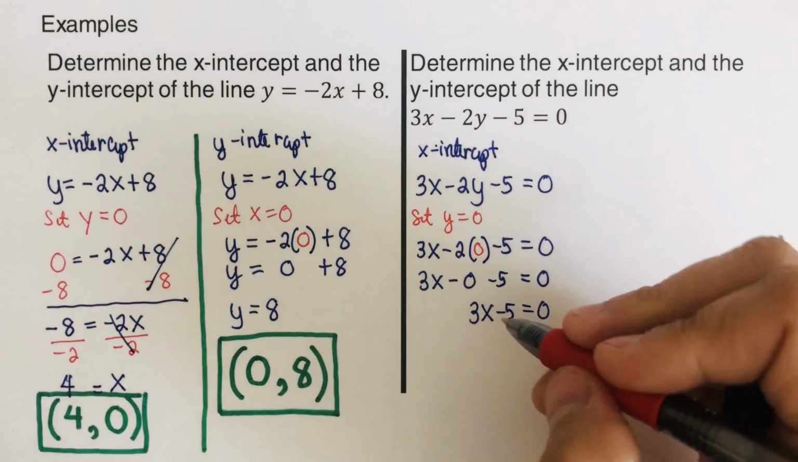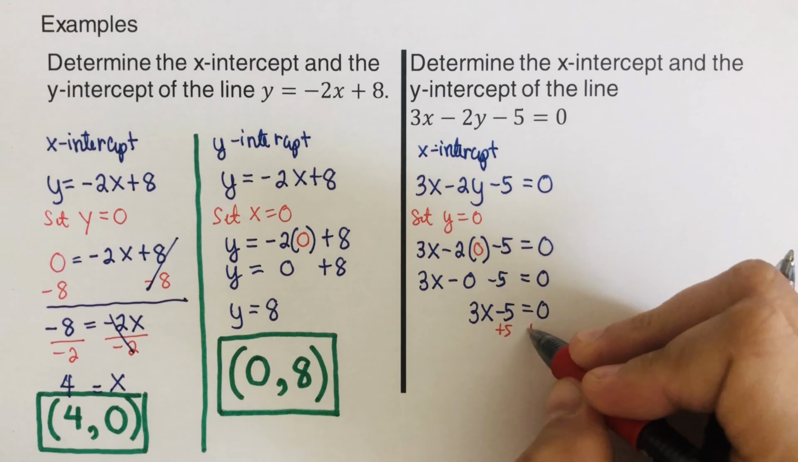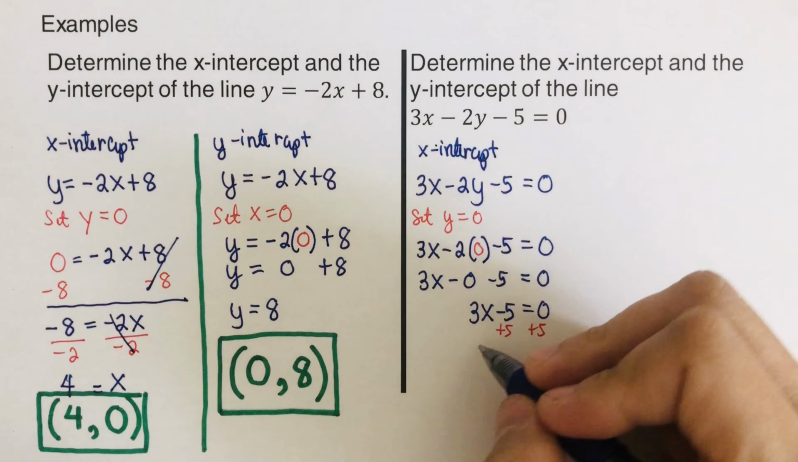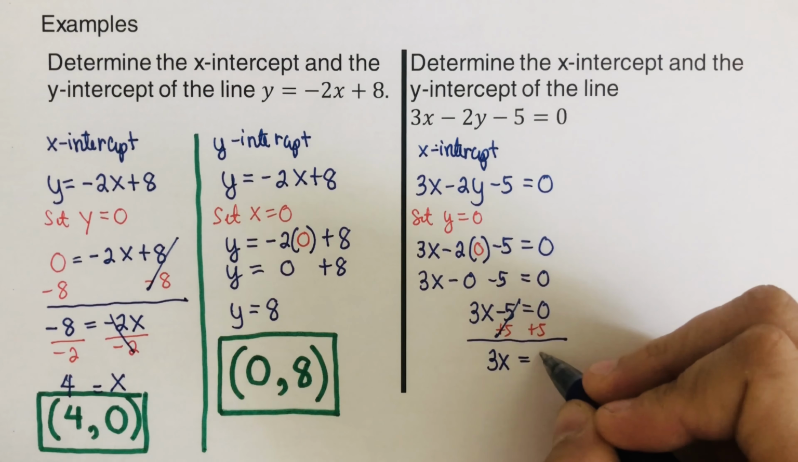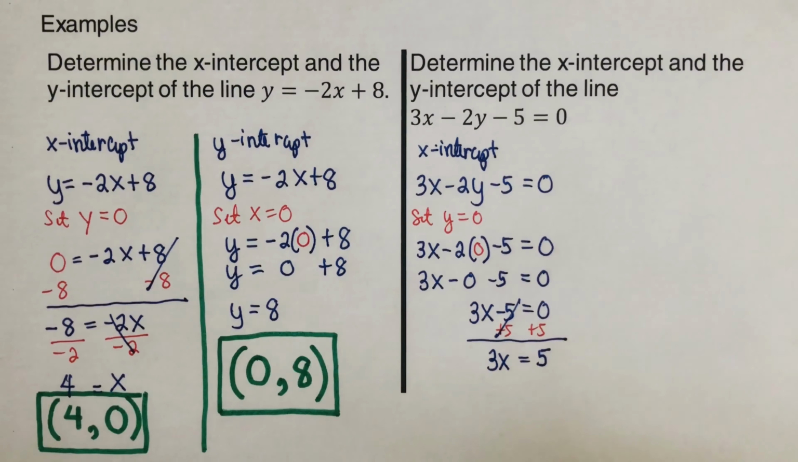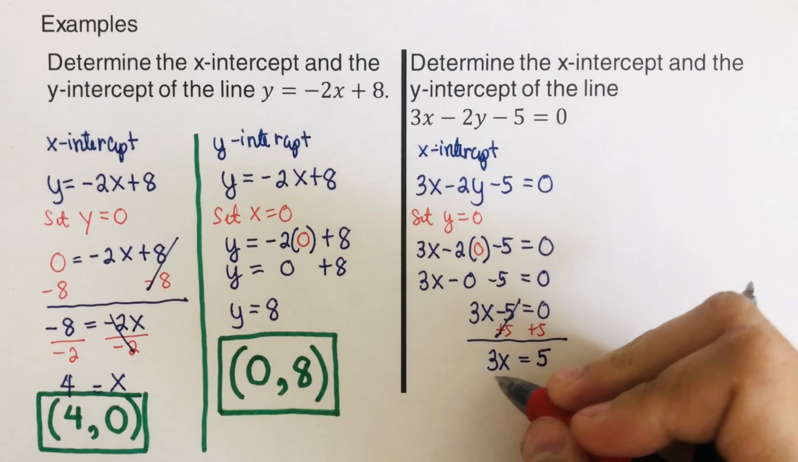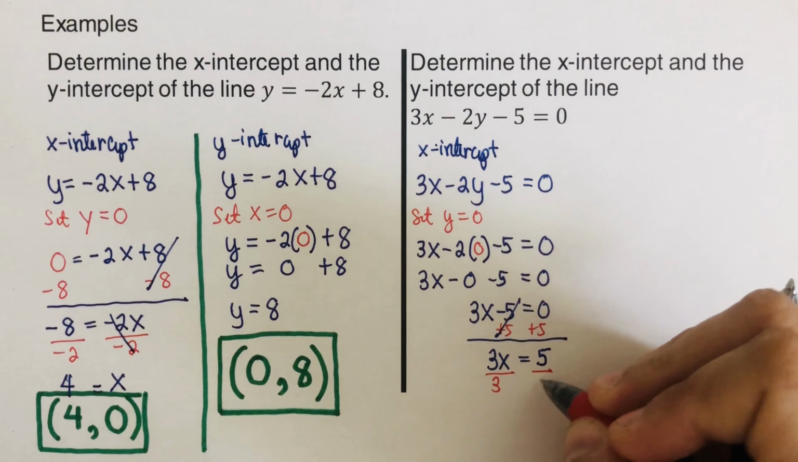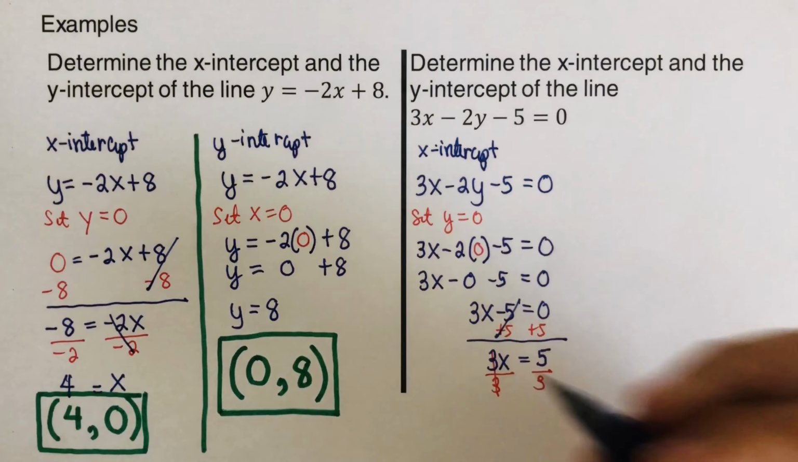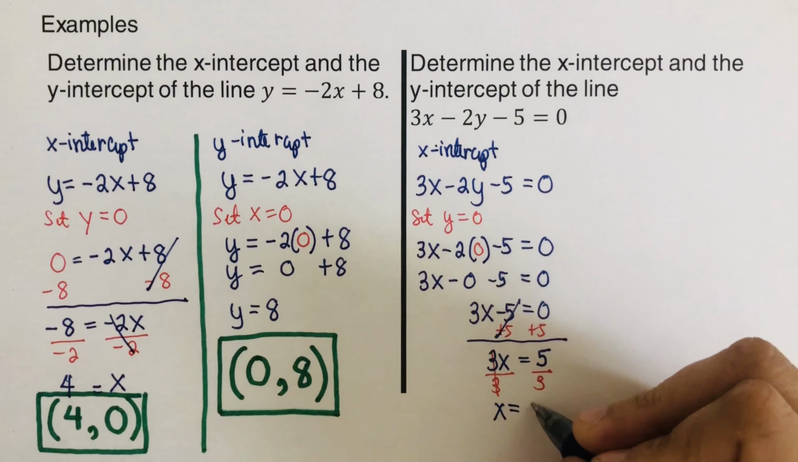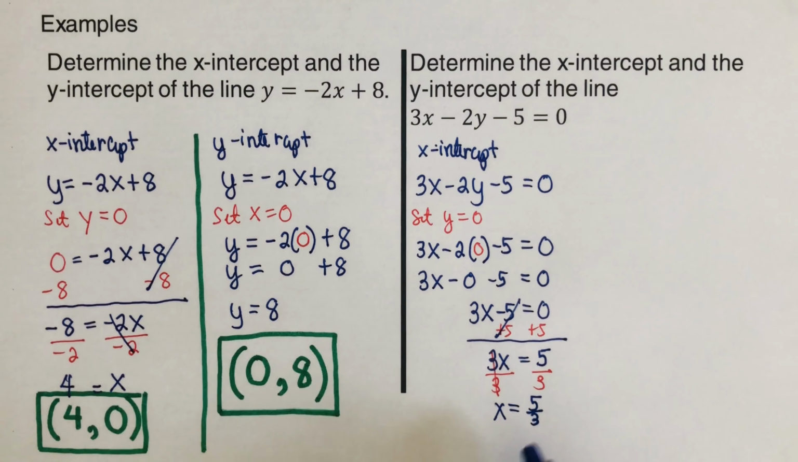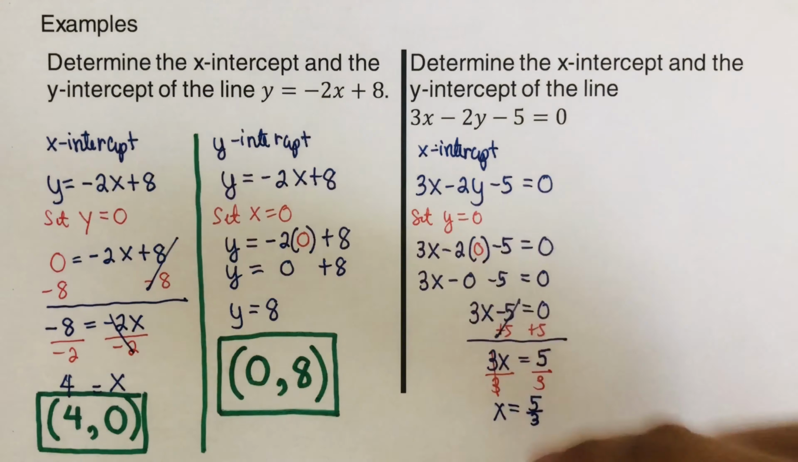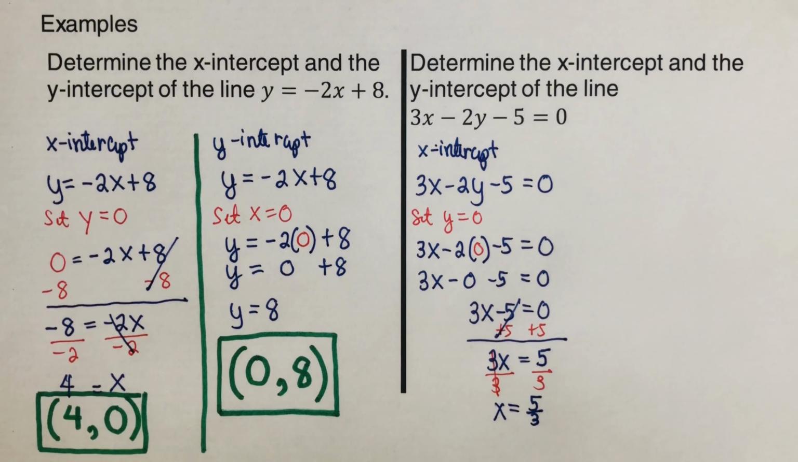We want to solve for x, so that's going to be a plus 5 and plus 5 on both sides. So we can cross the 5 out, so we're left with 3x equals 5. And so we can solve for x by dividing both sides by 3. So then we are left with x is equal to 5/3. So this is the value of x when we set y equals 0.